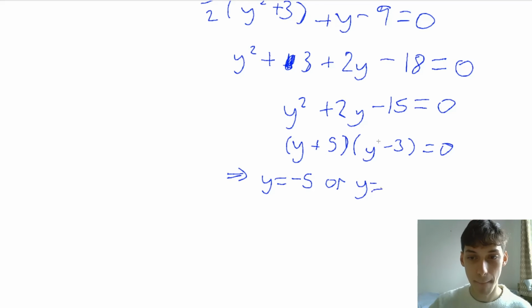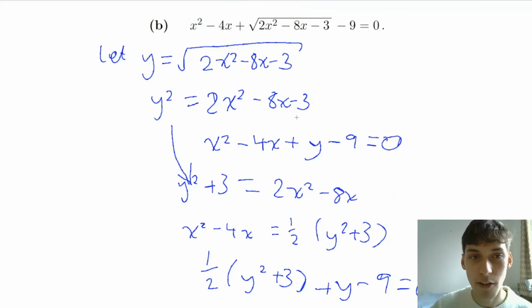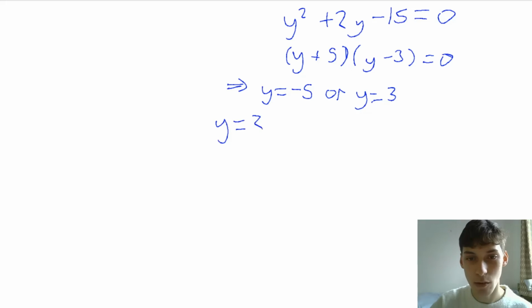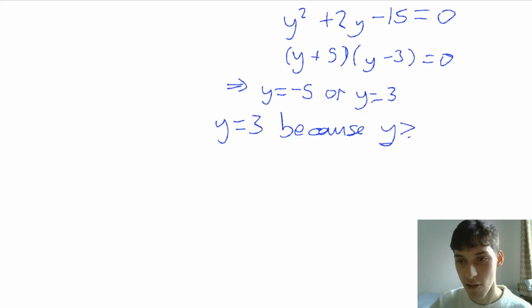And exactly the same as last time, y is equal to a square root, which must be greater than or equal to 0. So we can't have y is equal to minus 5. We must have y is equal to 3 because y is greater than or equal to 0.